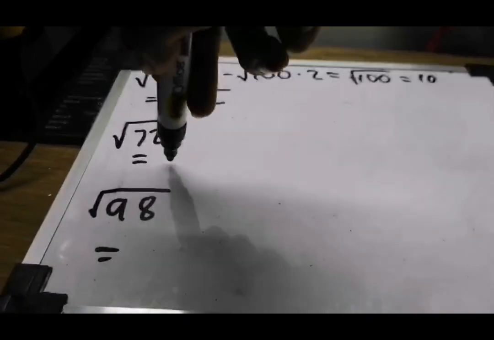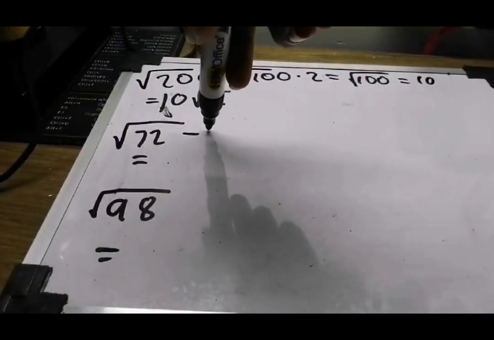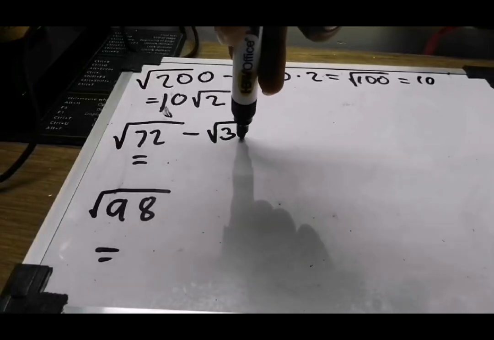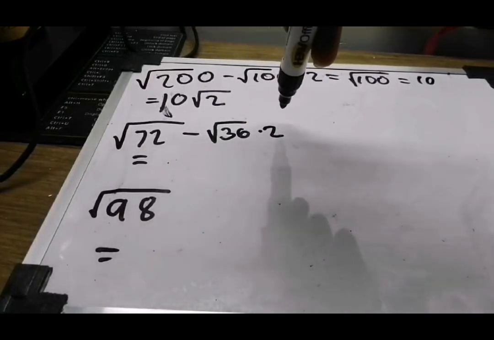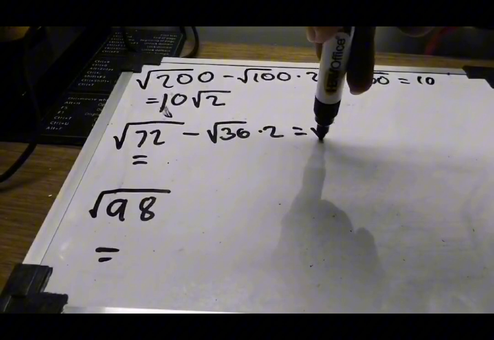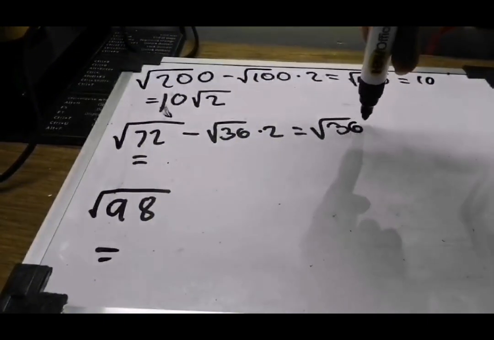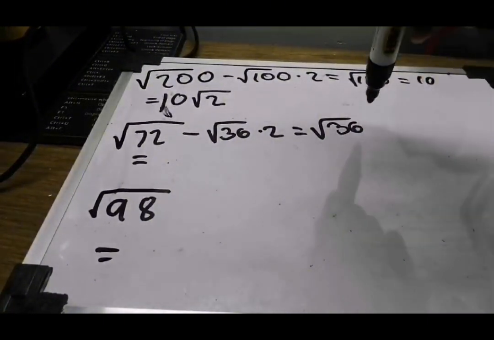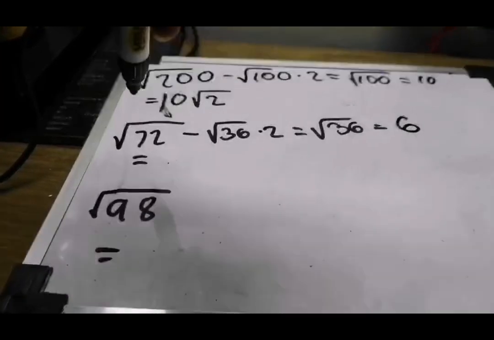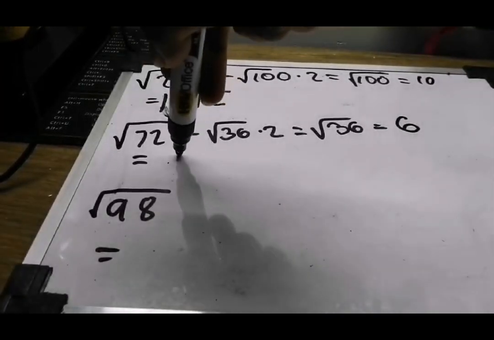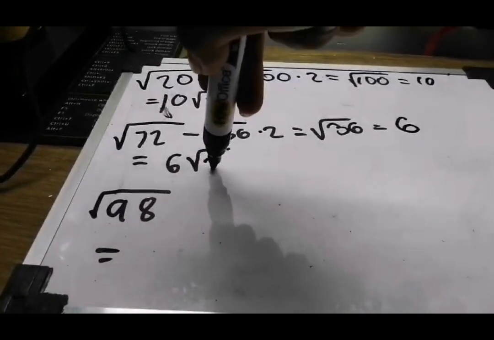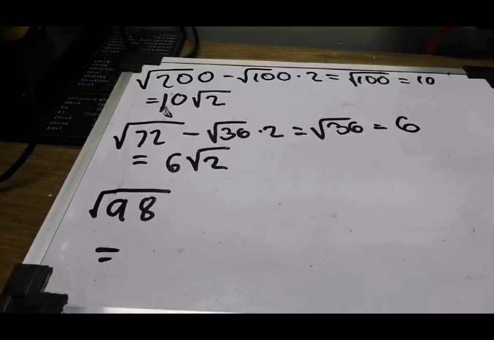Example number 5, the square root of 72. The factors of 72 are the square root of 36 times 2. And then the square root of 36 is 6, because 6 times 6 is the perfect square, 36. So that will bring it down, and then we have 6 square root of 2.